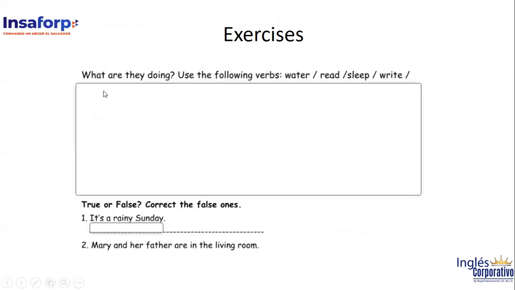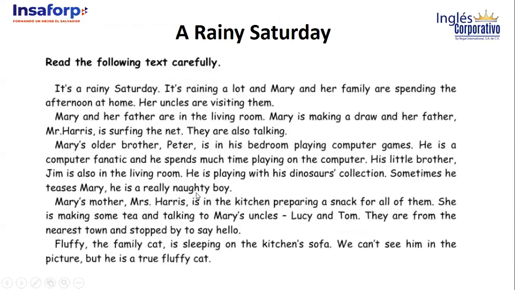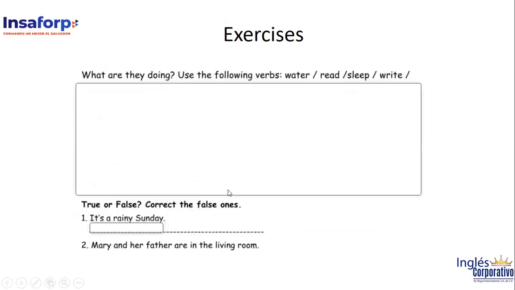Then you have to write four sentences using these verbs. What are they doing? Water, read, sleep, and write. So you will use them in the ing form. For example, you make this, you create some sentences. Watering, reading, sleeping, and writing.